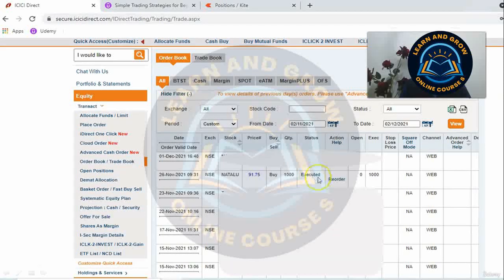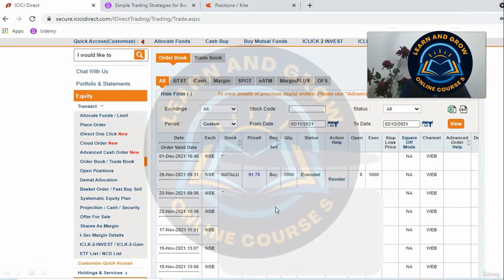If I want to buy again, I can place reorder and I can buy them again. Alright. So once the order gets executed, the same moment the amount will get deducted from my bank account. So this 91.75 multiplied by 1000 will get deducted immediately from my bank account. But the shares will not be reflected in my demat account immediately, because as we have discussed earlier, some behind the curtain verification and process has to take place. So to reflect in my demat account, it will take T plus 2.